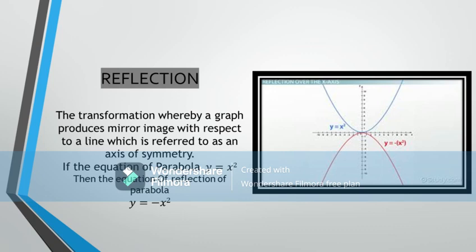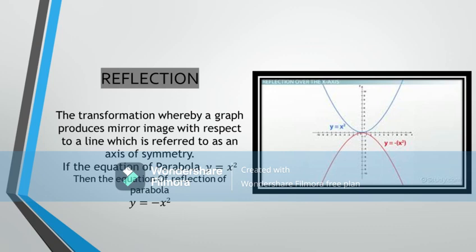Vertical translation. The transformation whereby a graph is shifted up or down. In this kind of shifting, the shape of a parabola does not change, just the position of the parabola changes. In the figure on the left hand side, the graph is shifted upward. The original graph is blue in color, while the vertical translation is shown in red, which is shifted upward. The position of the parabola changes.